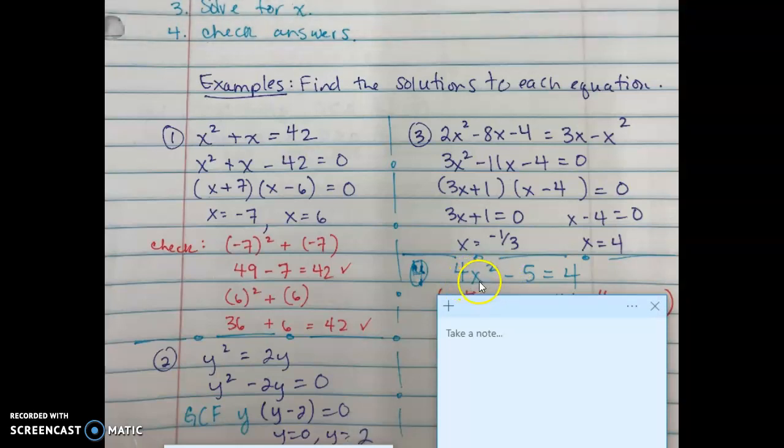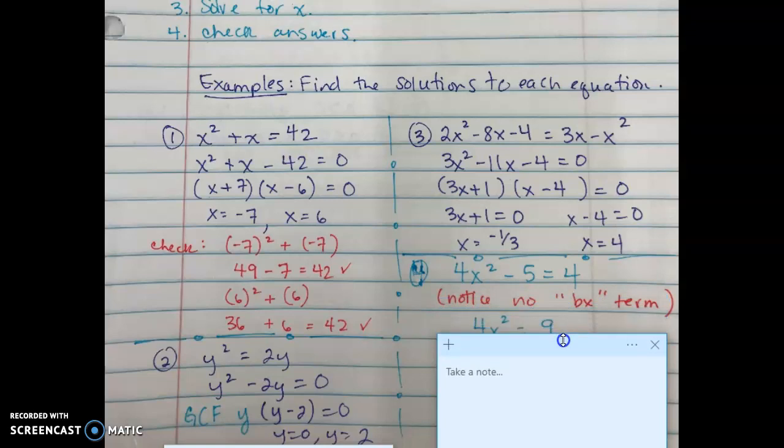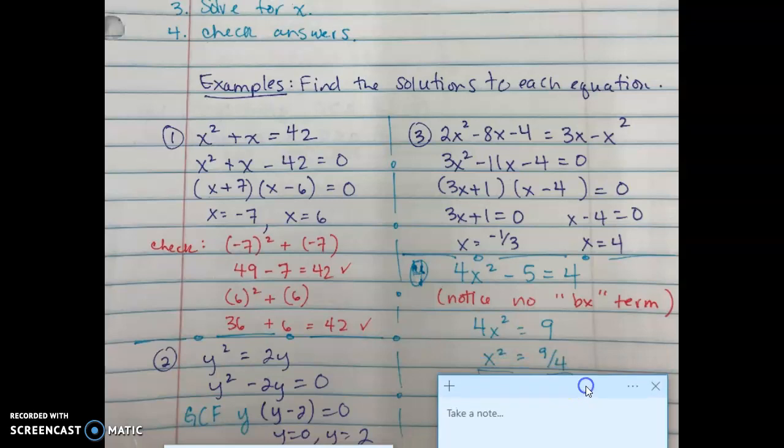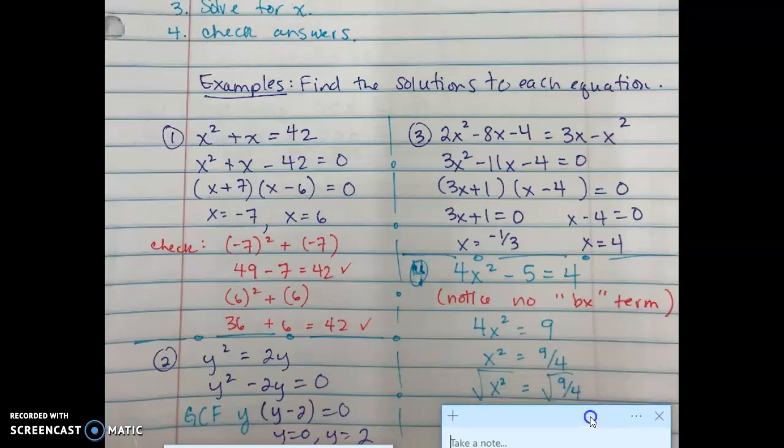So my example 4 is 4x squared minus 5 equals 4. It said to move the variables to one side and the constants to the opposite side. So I'll move the 5 to the right by adding 5 to both sides. And so when I do that, I get 4x squared equals 9. The next step said to solve for x. And so when I do that, I get x squared equals 9/4. And then take the square root of both sides.